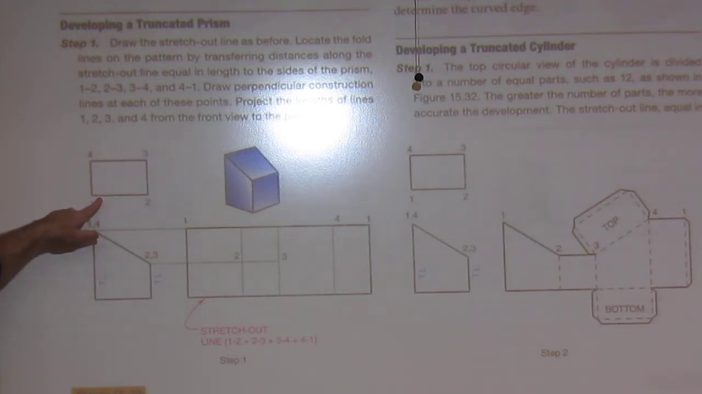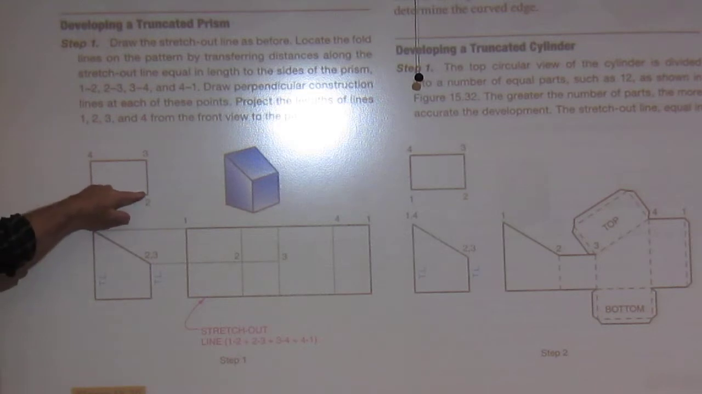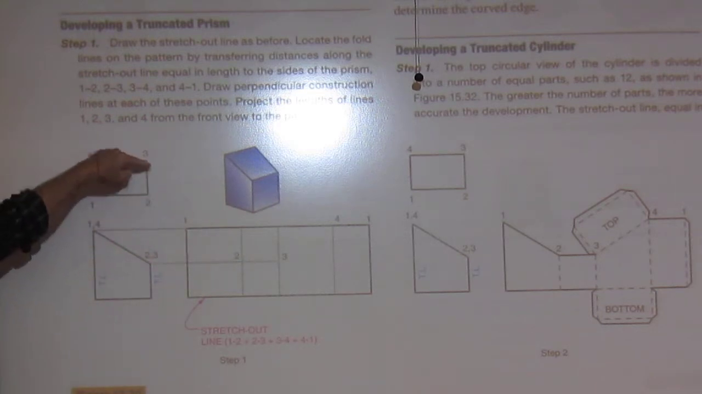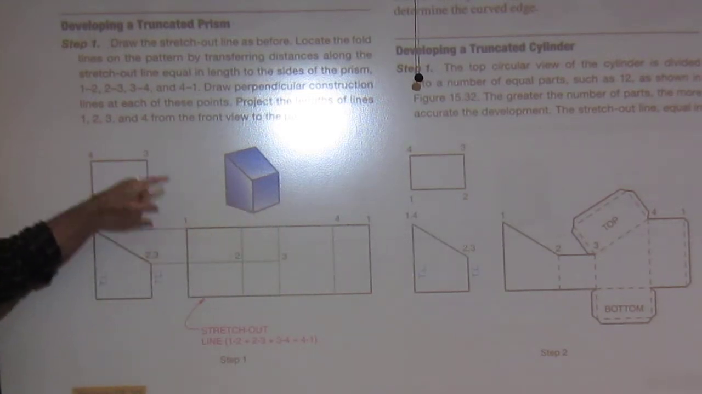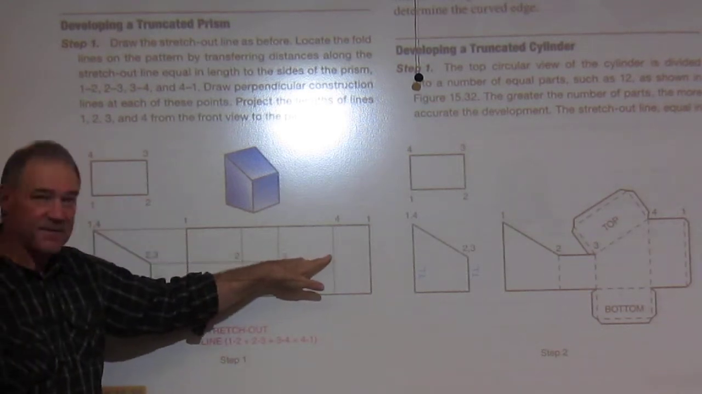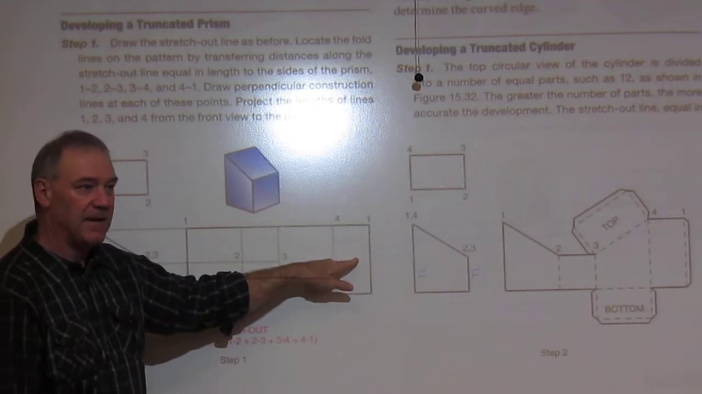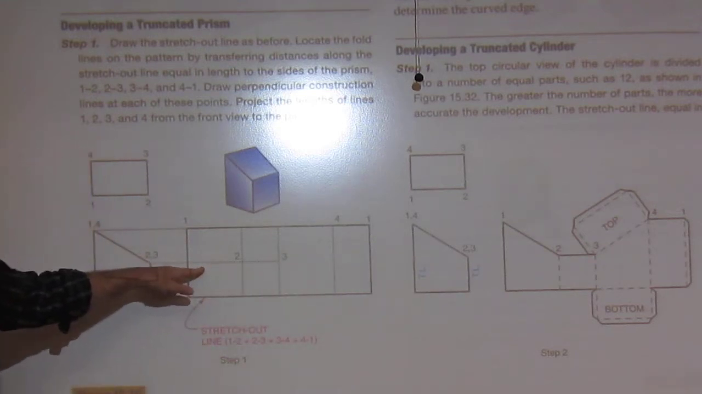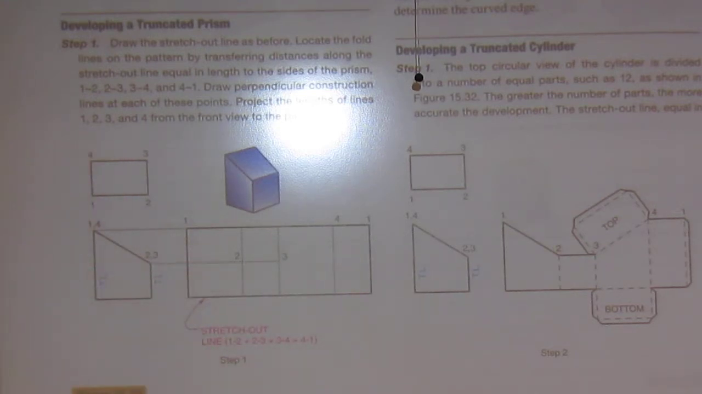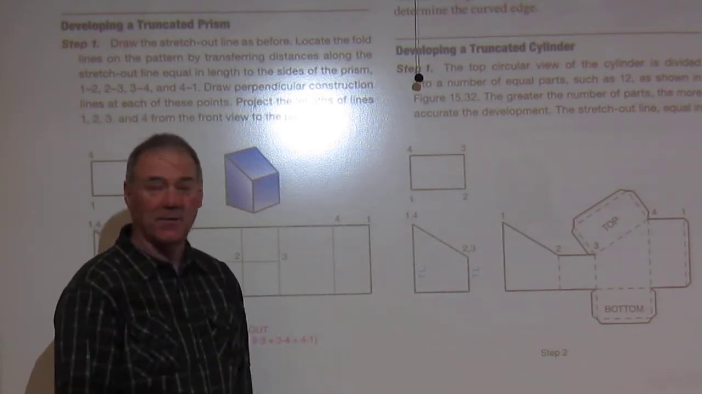Okay. So if I go from 1 to 2, that's that distance. 2 to 3 is that distance. 3 to 4 is that distance. And then back to 4 to 1 is that one. Now that takes care of all your sides. If you are going to put a bottom on it, then you need to attach that. If you're going to put a top on it, you need to attach that. You can put them wherever you want as a general rule.